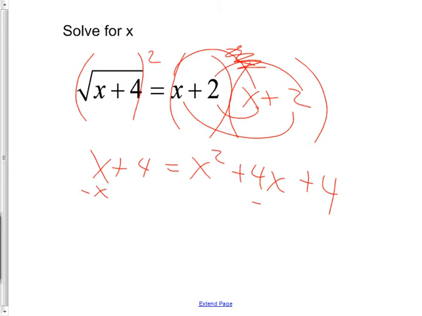Subtract x, subtract x. Everybody do that. Set it equal to 0, see if you can factor it. You should be able to factor it. This one's like easy level, if you're talking video games. Novice.